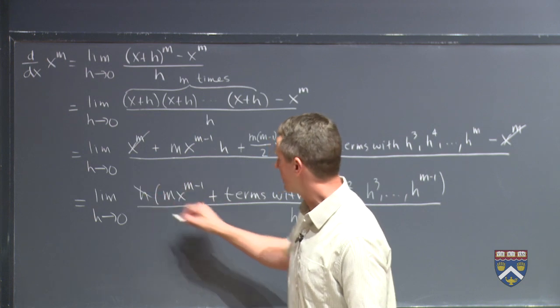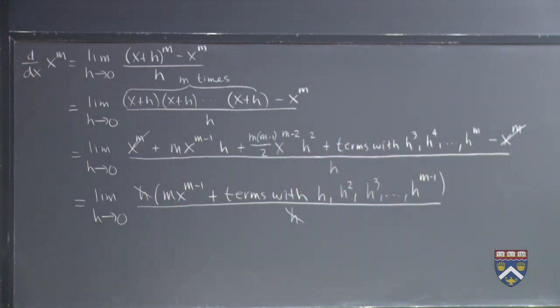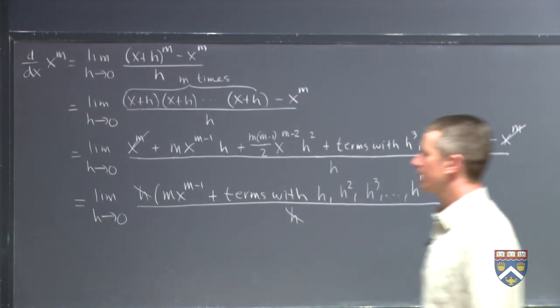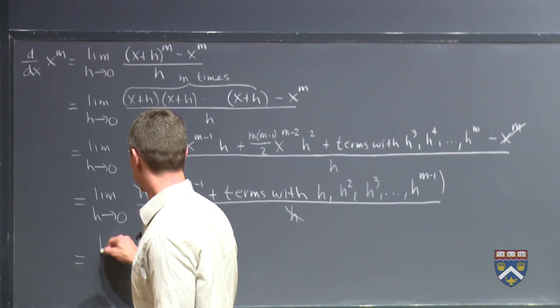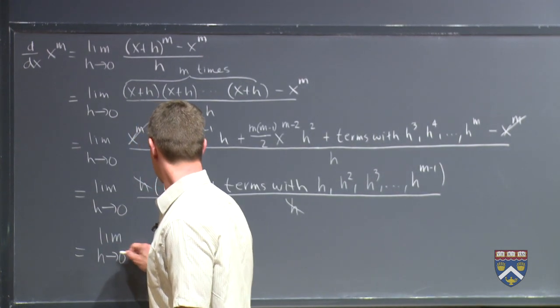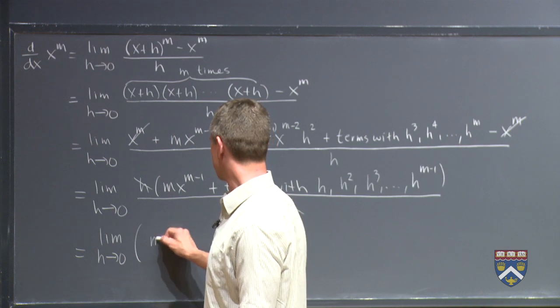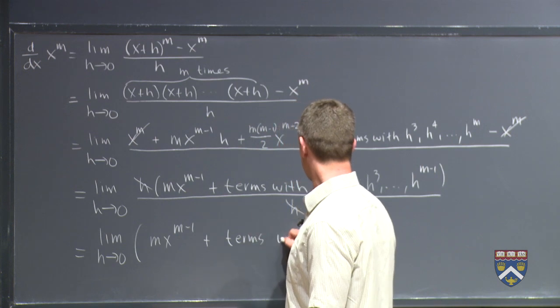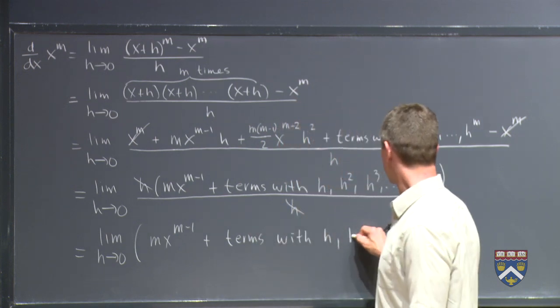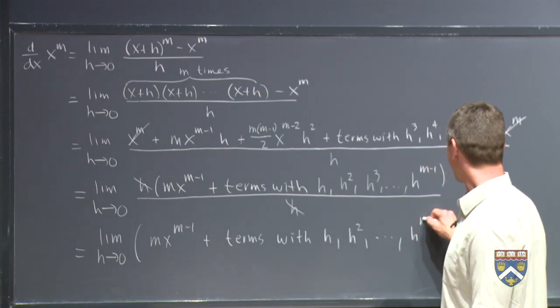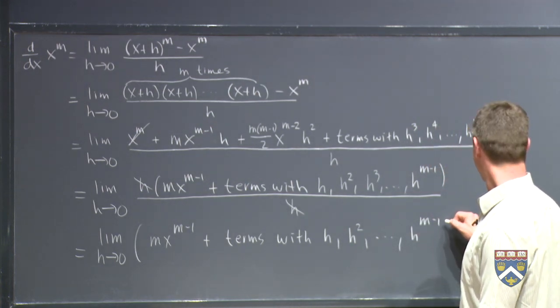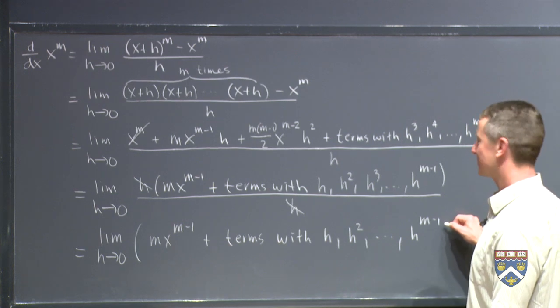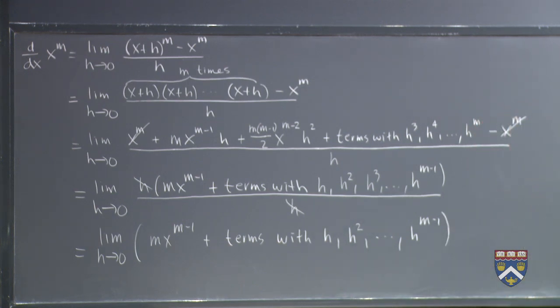So now we can cancel those h's, as we hope to do in every one of these problems, so that we're not in danger of dividing by 0 when we plug in 0 at the end. So now what do we get? We get the limit as h goes to 0 of this first term, mx to the m minus 1, plus all these terms. And again, I'm not writing the coefficients out not because I don't know what they are or because we can't figure them out. We could figure them out if we really wanted to. They're the binomial coefficients. You can look them up. They're well known and well understood.